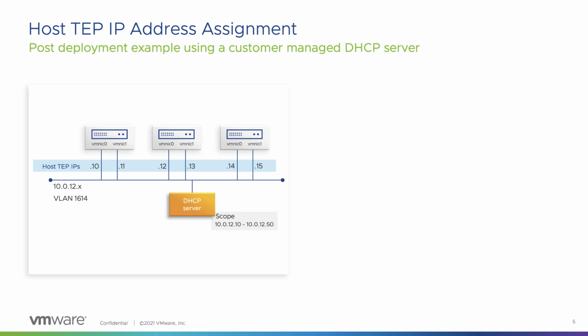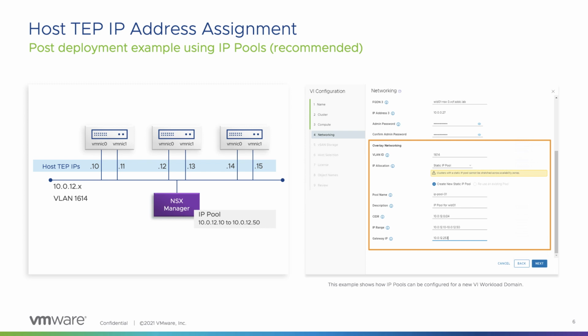When creating a new workload domain or when adding a cluster through SDDC Manager, the user is prompted to select an option for how IP addresses are allocated to the NSX-T host TEPs. This example shows a relationship between the host TEPs and a customer-managed DHCP server. This second example shows the difference when IP pools are configured. If an IP pool is chosen, the user is given a further option of creating a new IP pool or reusing an existing IP pool.